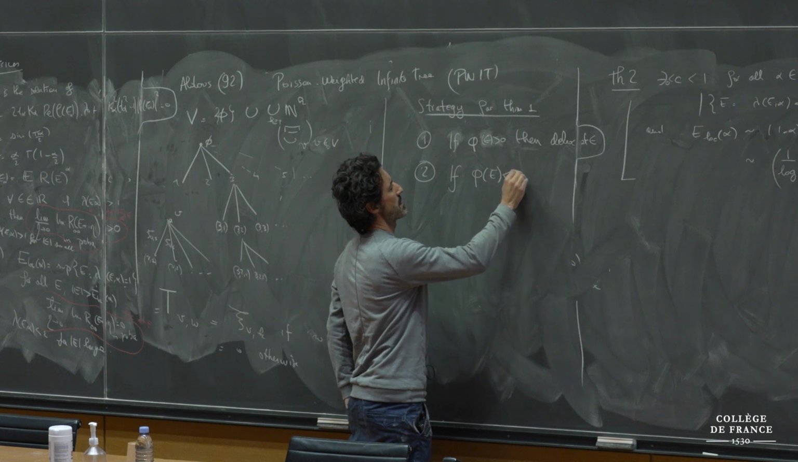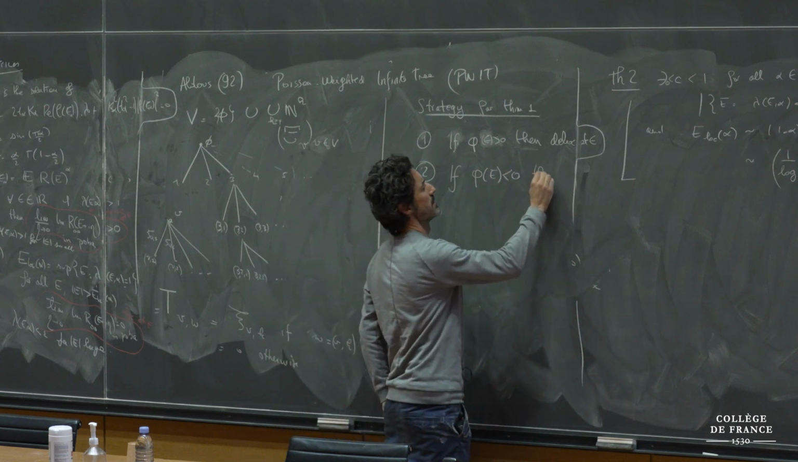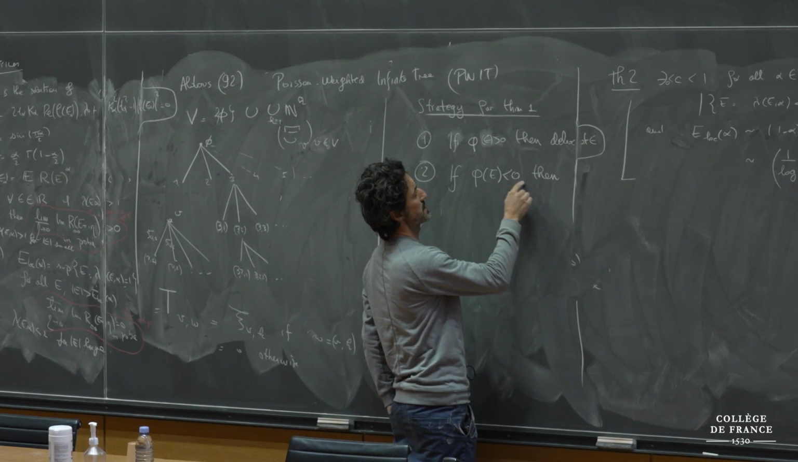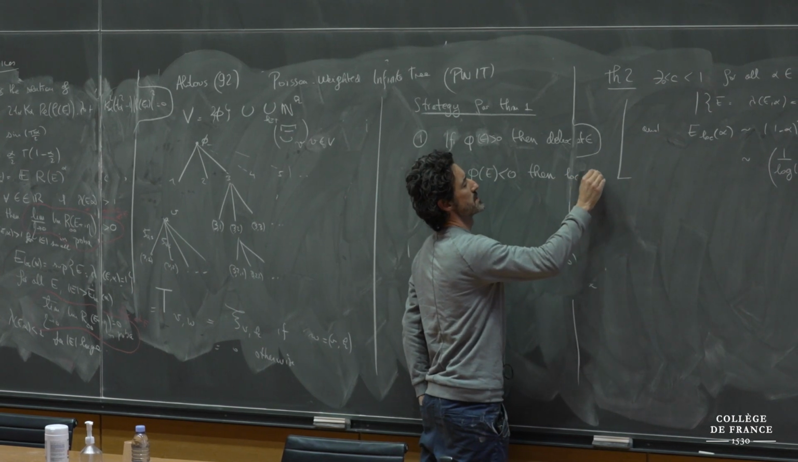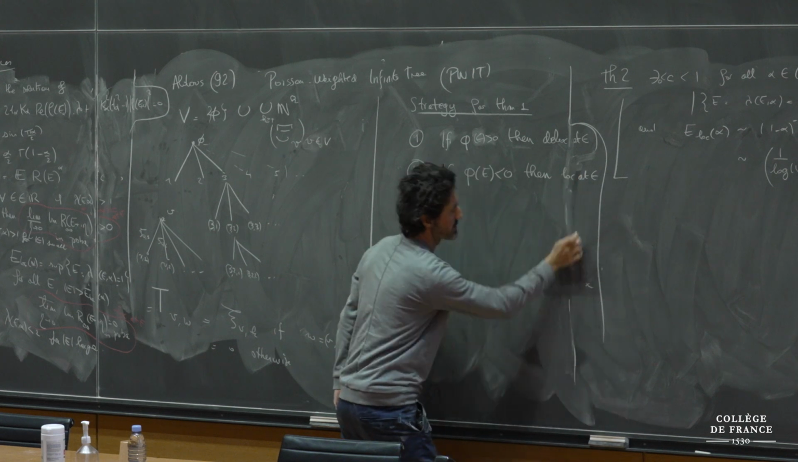Now we have the same statement for the Eisenman-Molchanov: if phi of E is negative, then you have localization at E. This I've already given you, the proof at the beginning.